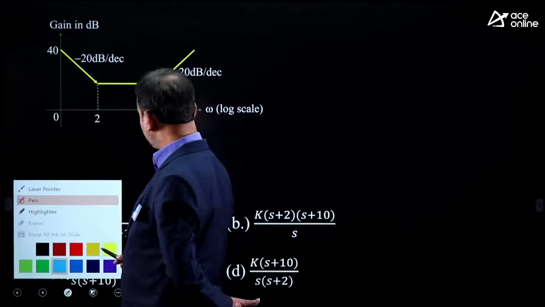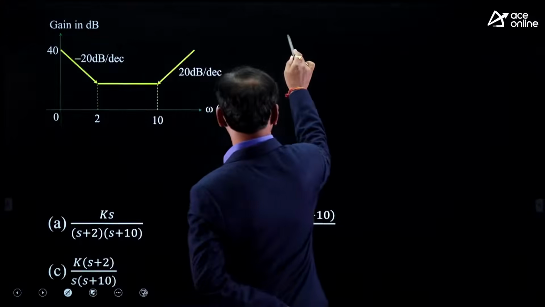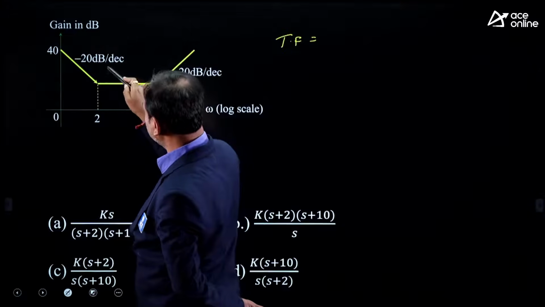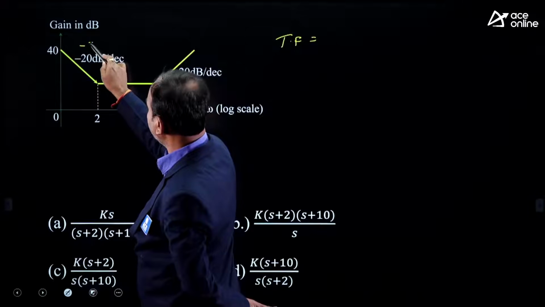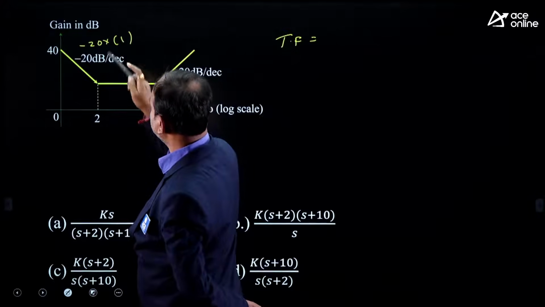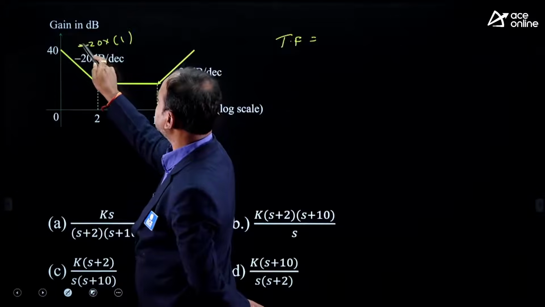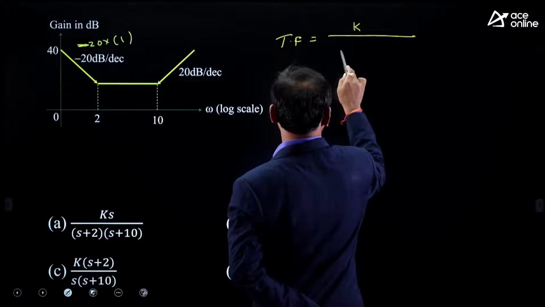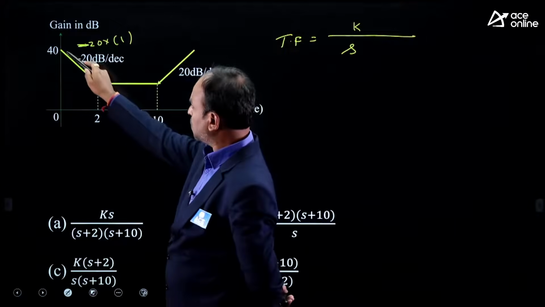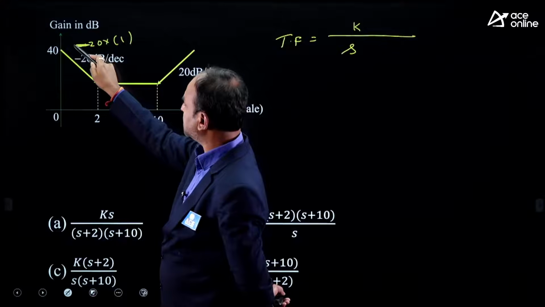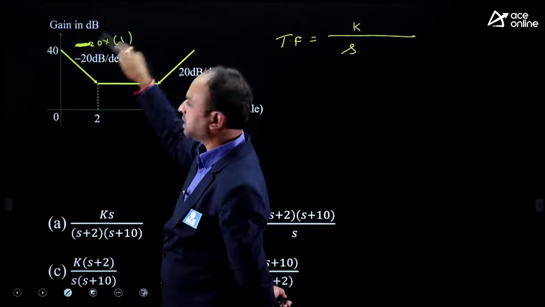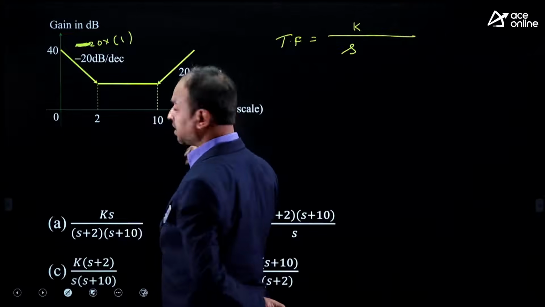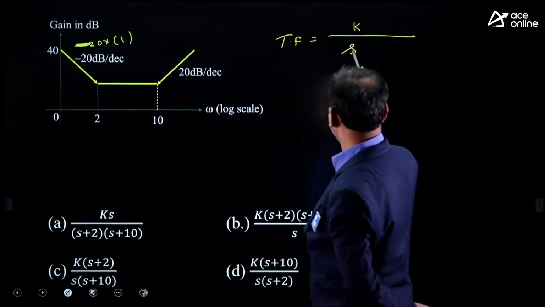The transfer function G(s)H(s) equals: the initial slope, how much? Minus 20. Shall I write this minus 20 product of 1? Minus indicates there is an S term. The initial slope is decreasing, which means the S term is present in the denominator, with K. If it is plus, increasing, the S term is present in the numerator. So generally the initial slope indicates the type of the system. The type indicates the poles at the origin.